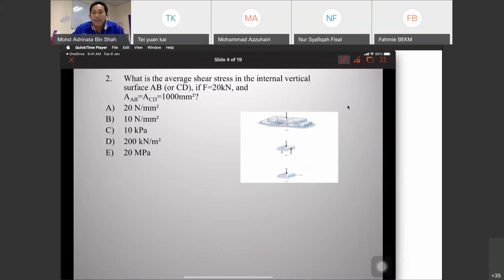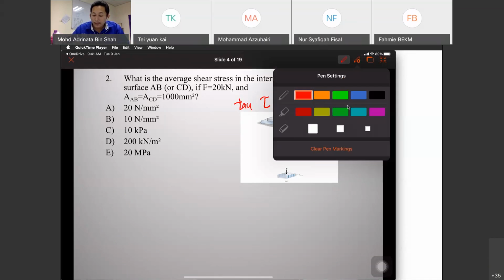Shear stress. Shear stress dia sama juga macam normal stress, dia punya rumus. Tapi untuk shear stress kita pakai tau. Tau is equals to F over A, or P over A. Sama juga. So dia adalah F yang bertindak lah. Okay. Right.